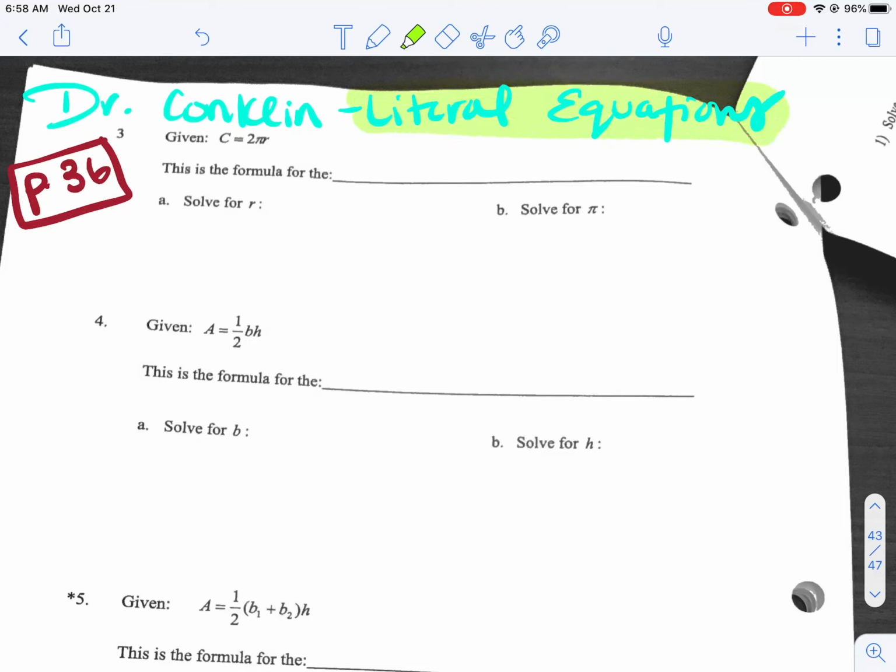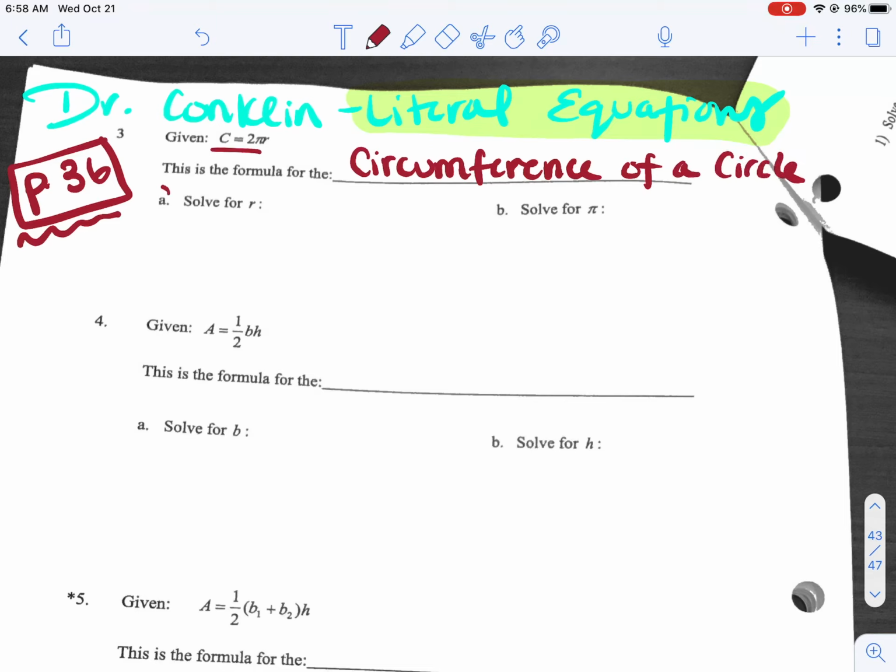Literal equations are when we have variables and we're trying to solve for them. Today we're going to look at some real geometry examples. We're on page 36, starting with number 3 at the top. If we're given c equals 2 pi r, this is actually the formula for the circumference of a circle, and you're definitely going to cover this next year in geometry. We're asked to start by solving for r.